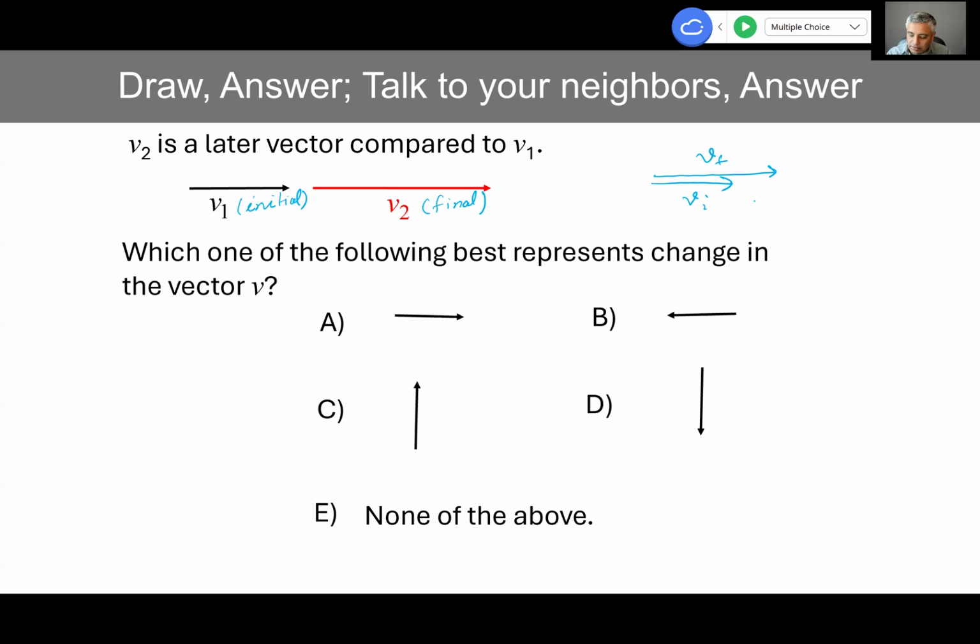And now the last step is to draw the change. So change we draw from the tip of which one? That's why I asked you to start from the tip of Vi, so that's why it goes in that direction. Okay, so in this case, it looks like A is the correct answer.